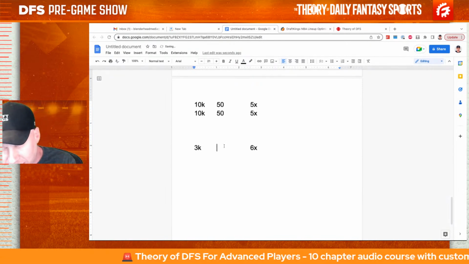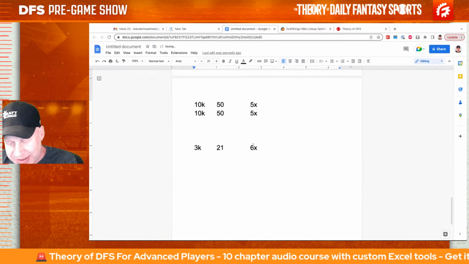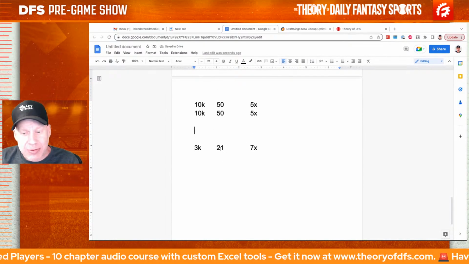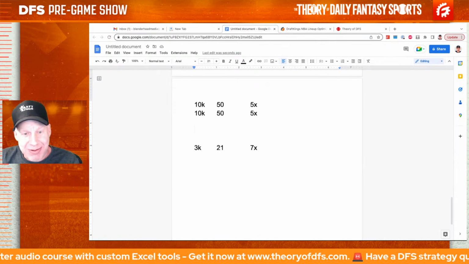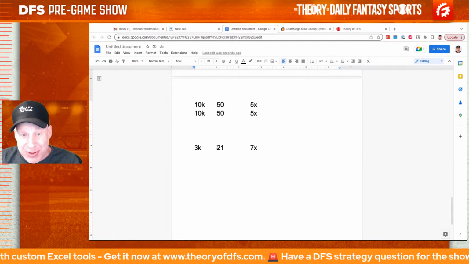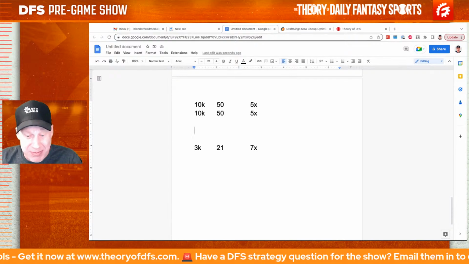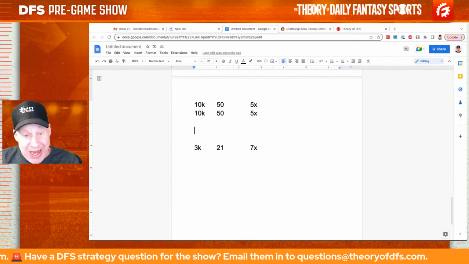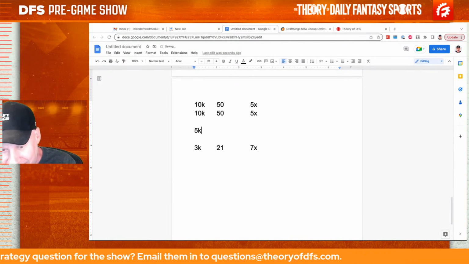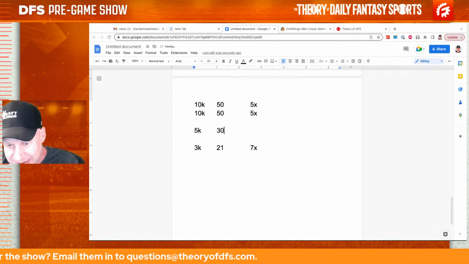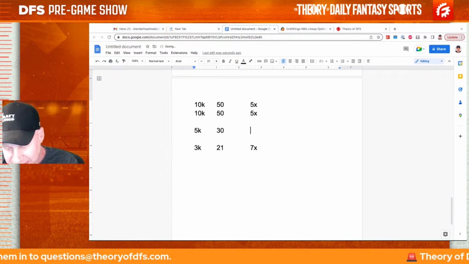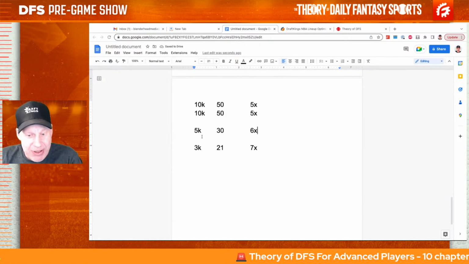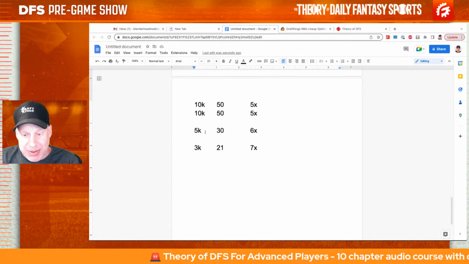Well, what if his projection was 21? 7x. Is that going to be good enough? Oh, you're getting there. It's still only 21 points, right? I can find plenty of players that score 20 plus points. They're probably more like 4K, 4,500, but I can find those guys, right? I can find a 5K guy that scores 30 points, the 6x projection. If I have the salary and I have the spots, I'm going to play the 5K guy.